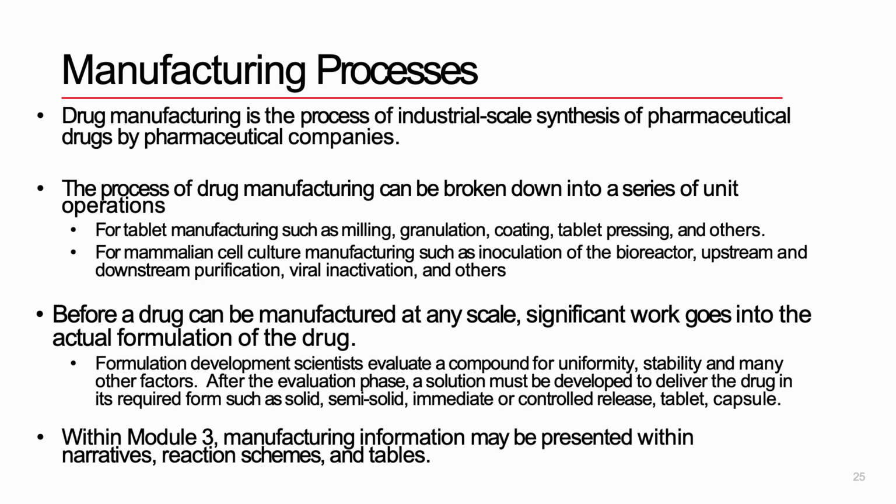So before a drug can be manufactured at any scale, significant work goes into the actual formulation of a drug. Now, formulation development scientists evaluate a compound for uniformity, stability, and many other factors. For the stability, for example, we also go over several tests. Same thing for the uniformity. Now, after the evaluation phase, a solution must be developed to deliver the drug in its required form, such as a solid, semi-solid, immediate or controlled release, tablet, or capsule.